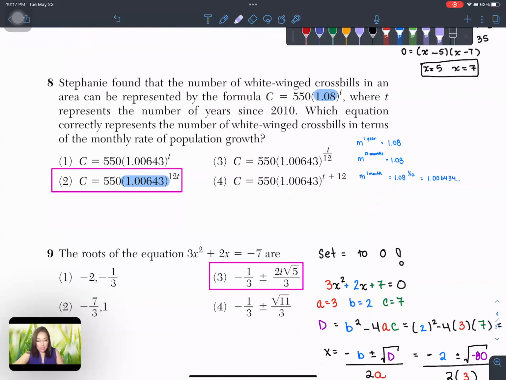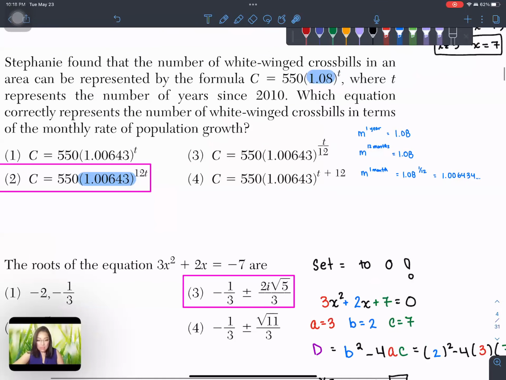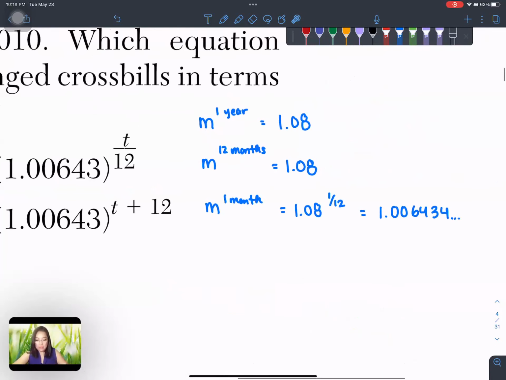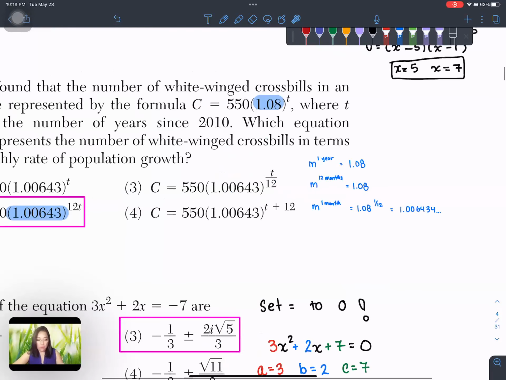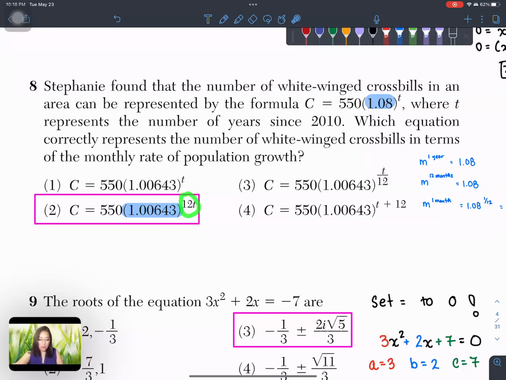All right, number 8. Remember that technique that we did in class where we set this to M? I actually like that strategy, so I'm going to use it here because I think it makes our lives a little easier. So M is, to the 1 year, the rate is 1.08. So 1 year is 12 months. And what they're asking is what's the base for 1 month? Like what's the rate value? And that happens to be 1.006434. And so when you substitute it in, you just have to remember to put the 12 there.